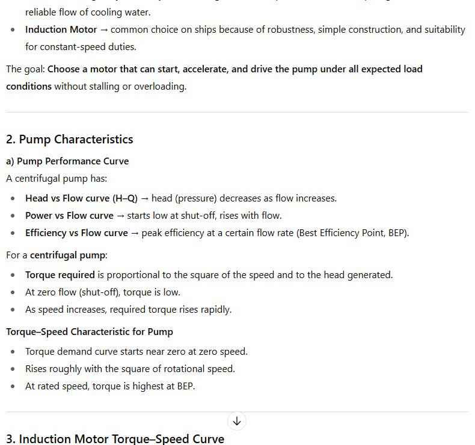Torque speed characteristic for a pump. The torque demand curve starts at zero speed and rises roughly with the square of rotational speed. At rated speed, the torque is highest at the best efficiency point.